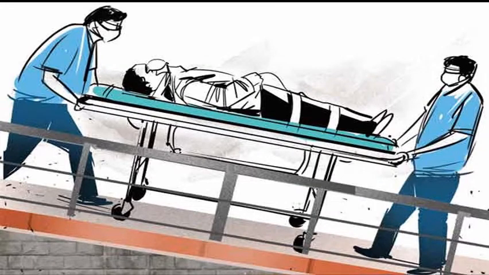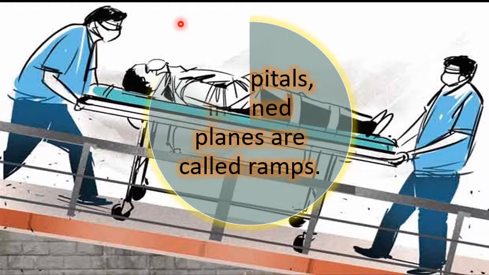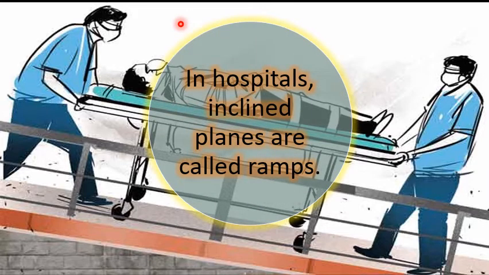You might have seen these kinds of structures in hospitals. So the ramps in hospitals are one of the best examples of an inclined plane. Or we can say that in hospitals, inclined planes are called ramps.